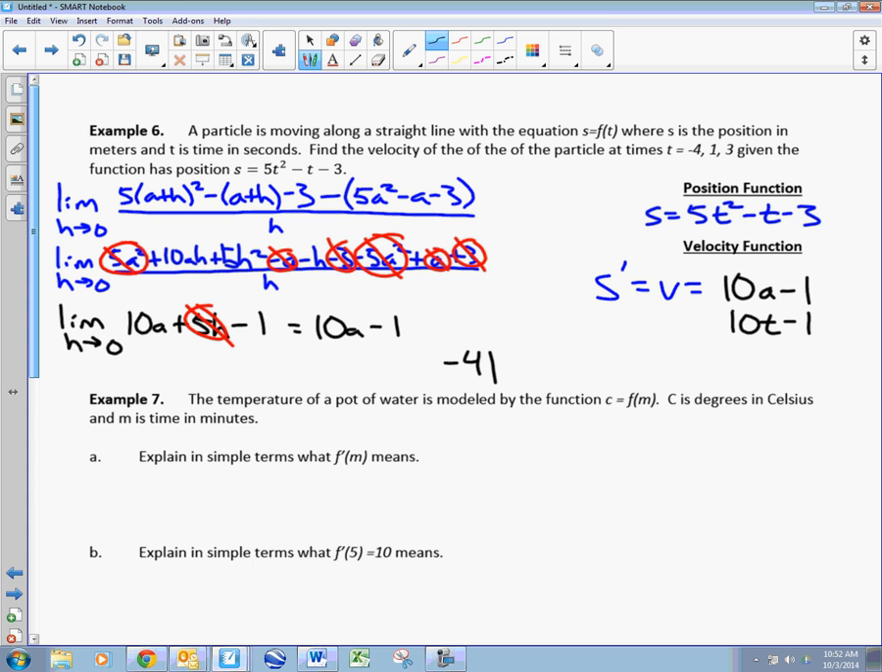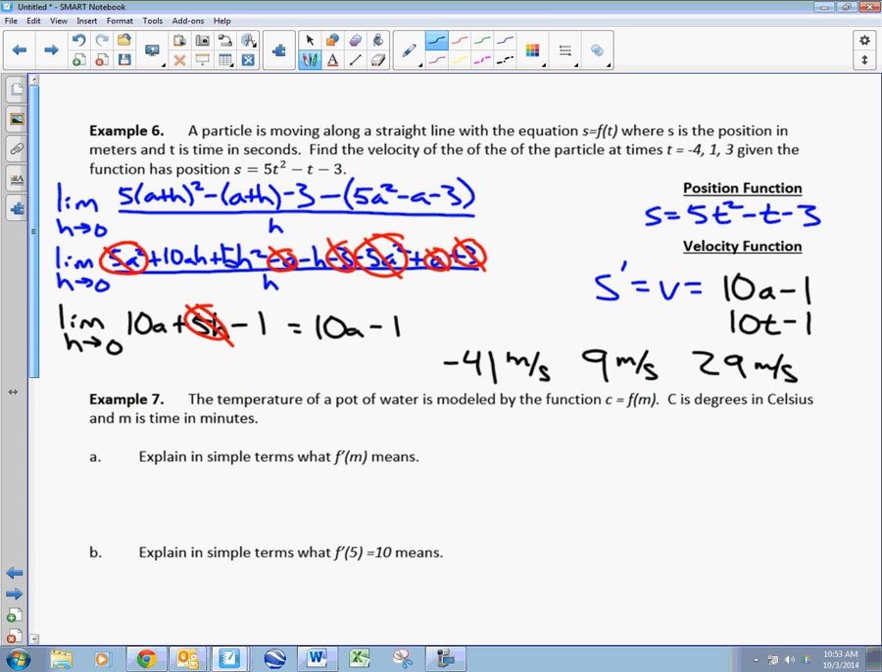You would normally say miles per hour. We're going to say meters per second. How about at time 1? 9 meters per second. How about at 3? 29 meters per second. I'm taking negative 4, 1, and 3 and plugging it into 10t minus 1.